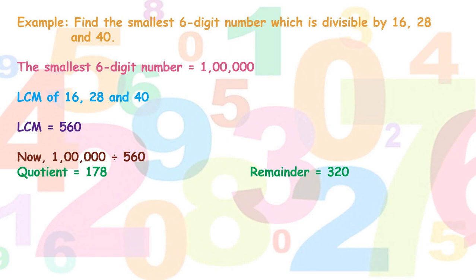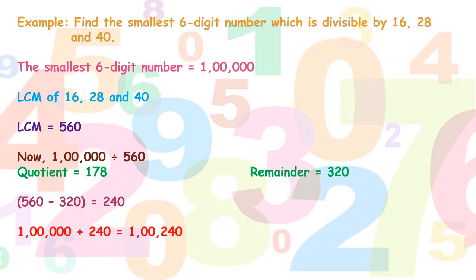Now we subtract the remainder from the divisor, that is the LCM, and we get 240, and we add this difference to the dividend, that is 1 lakh, and this is the required number, 1,00,240. So students, these were some important questions which we revised today, and here we end the revision of chapter 3 as well.